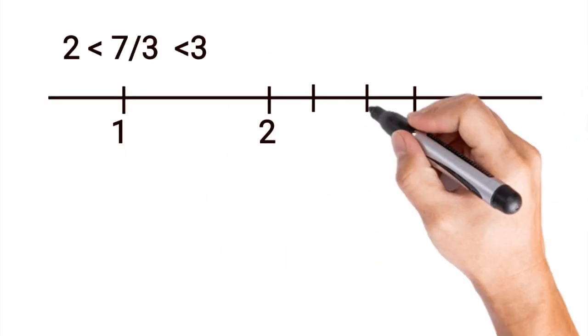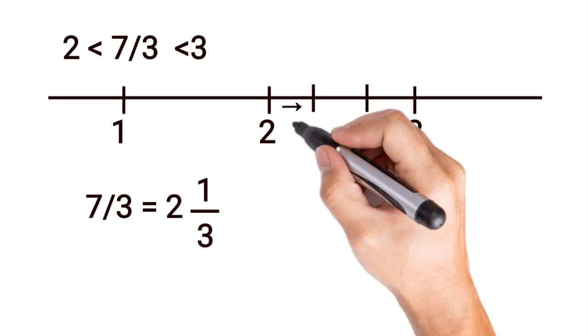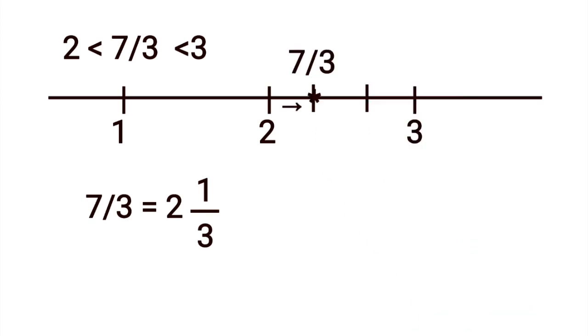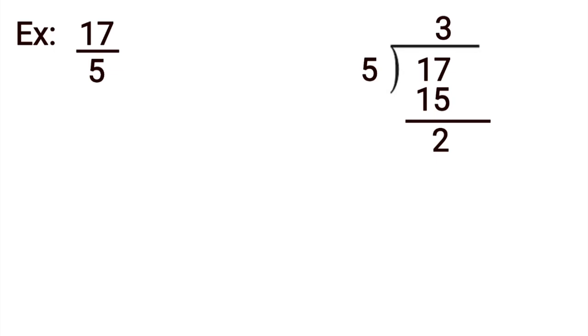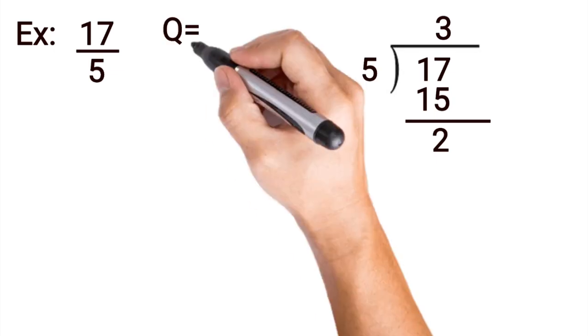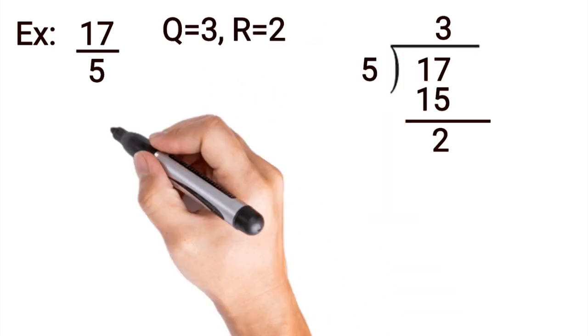Now divide this into 3 parts. Then take 1 part from 2. And mark 7 by 3, which is 2, 1 by 3. Let's see one more example, 17 by 5. Our first step is to convert it into mixed fraction. 17 divided by 5, we get quotient as 3 and remainder as 2. So we write it as 3, 2 by 5.